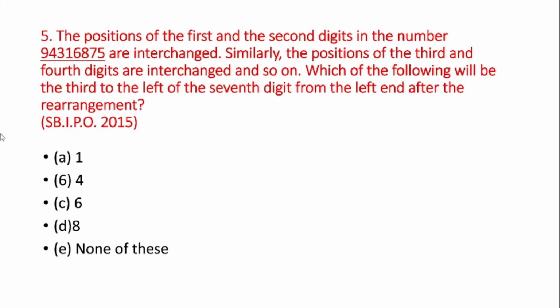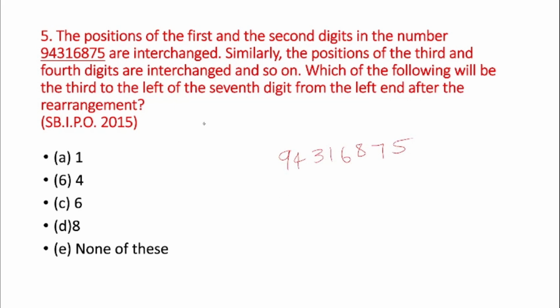I think this is the last question. What's the question? The positions of the first and second digits in the number 9, 4, 3, 1, 6, 8 are interchanged. Similarly, the positions of the third and fourth digits are interchanged, and so on. Which of the following will be the third to the left of the seventh digit from the left after the rearrangement? So, a series of numbers is given: 9, 4, 3, 1, 6, 8, 7, 5.